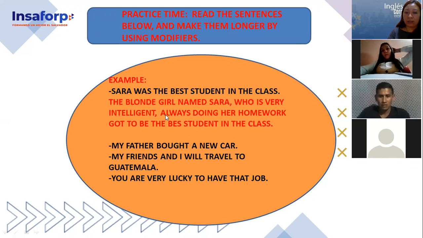...quien es muy inteligente, okay, always doing her homework, participio como modificador, got to be the best student in the class. Logró ser la mejor estudiante en su clase, okay.